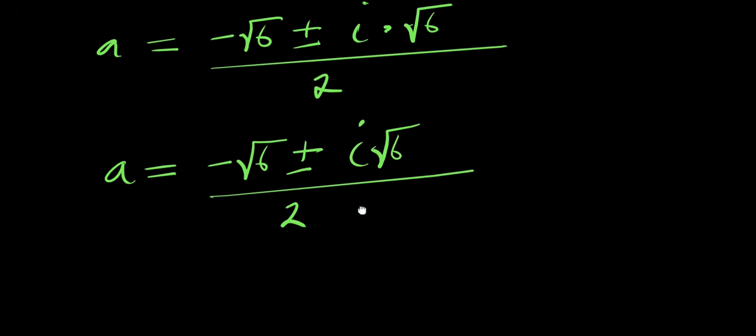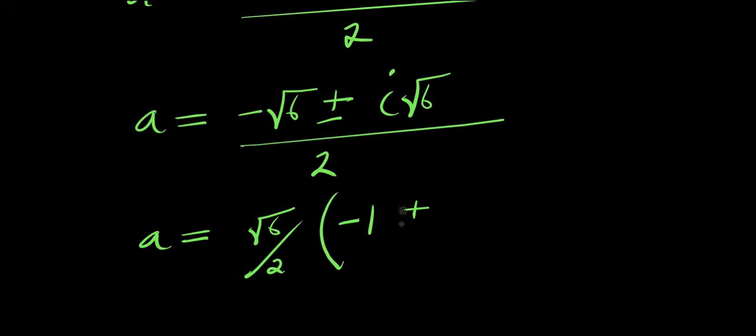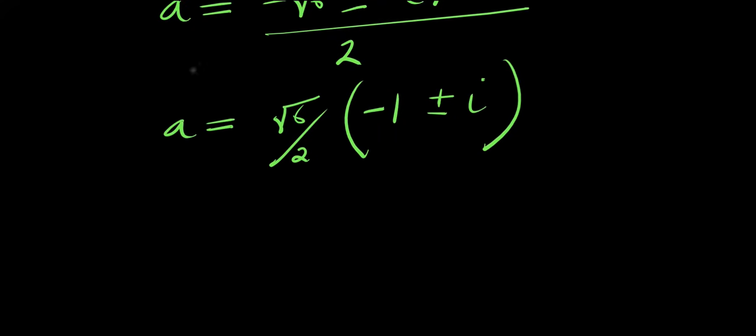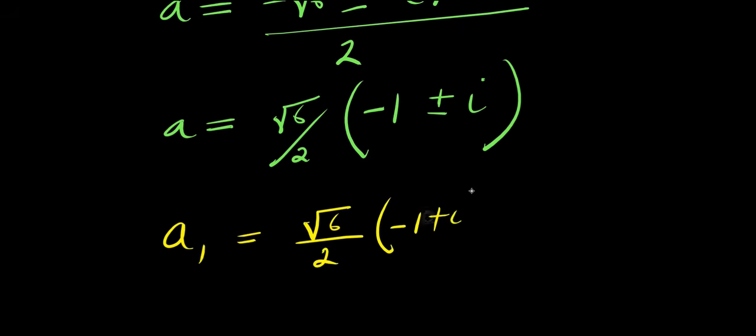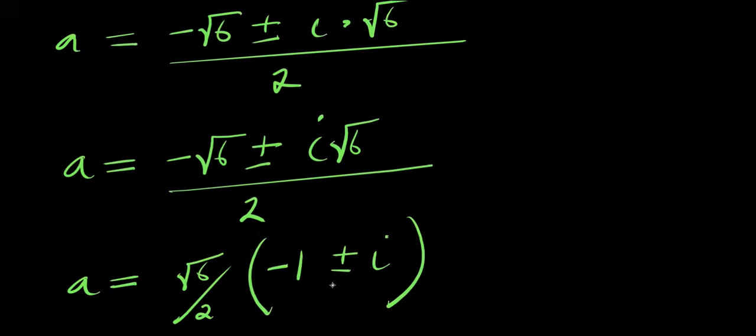So you can decide to factor out root 6 over 2, and have a equals root 6 over 2 of negative 1 plus or minus i. That means we have two complex values here. We have a1 equals root 6 over 2 times negative 1 plus i, and a2 equals root 6 over 2 times negative 1 minus i. Those are the two complex values there.